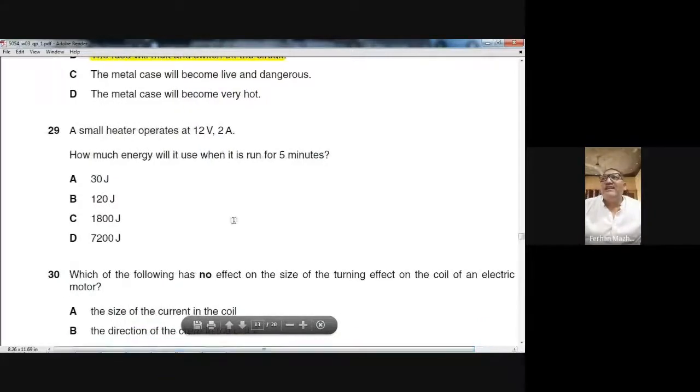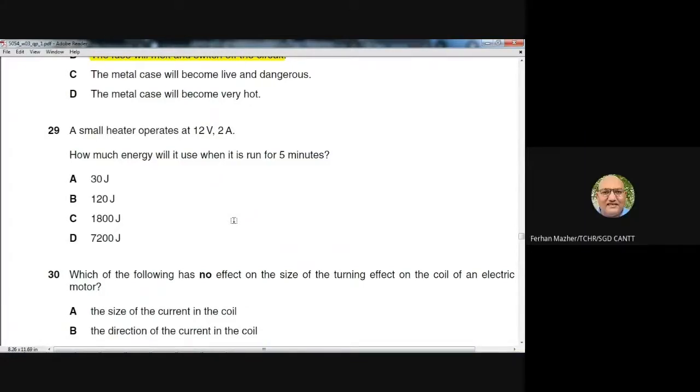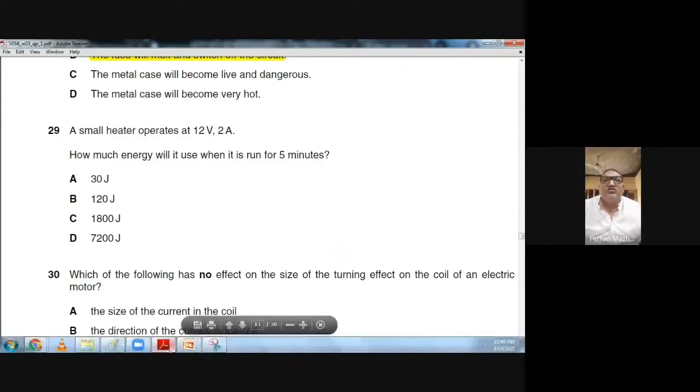A small heater operates at 12 volt, 2 ampere. How much energy will it use when it runs for 5 minutes? Electric energy E is equal to IVT. E is equal to IVT. Very simple. You just have to put the values.